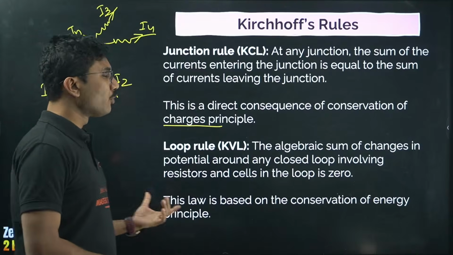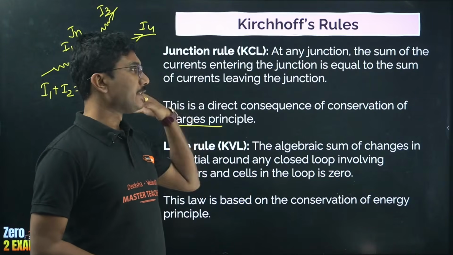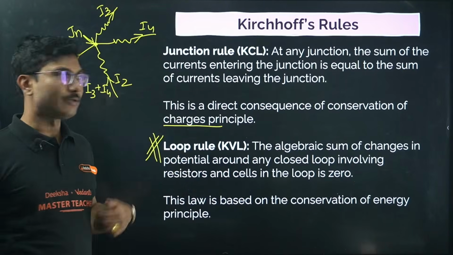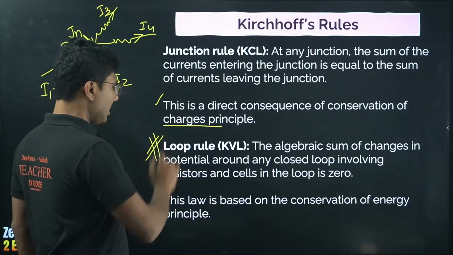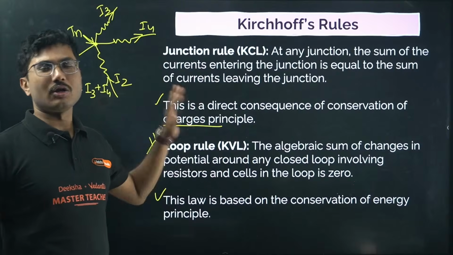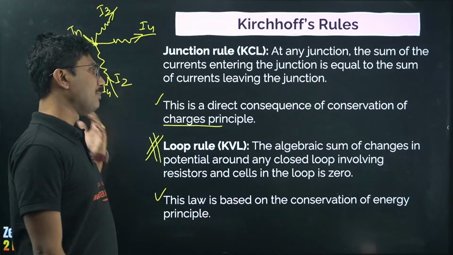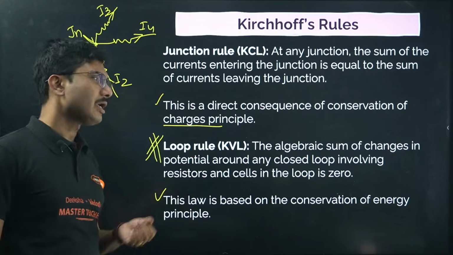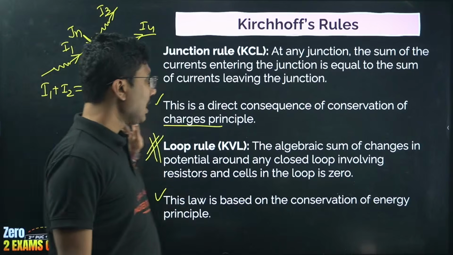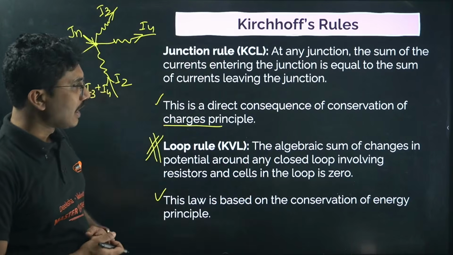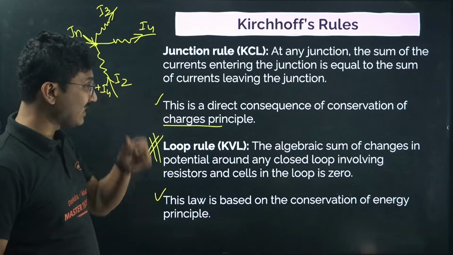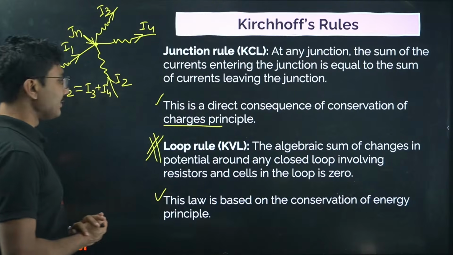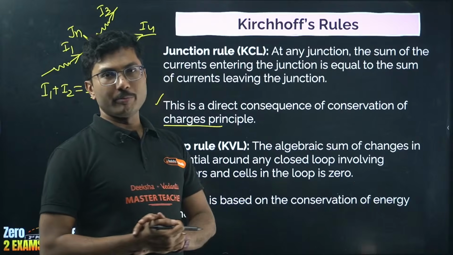Okay, loop rule or voltage law. This is the most important of them all. Now in PUC and KCET you may not get a direct question except for these 2 points, but this has a lot of higher order application in PUC as well as in your KCET. So if you are able to solve those questions, that means you are in very good shape. The algebraic sum of changes in potential around any closed loop involving resistors and cells in the loop is 0.